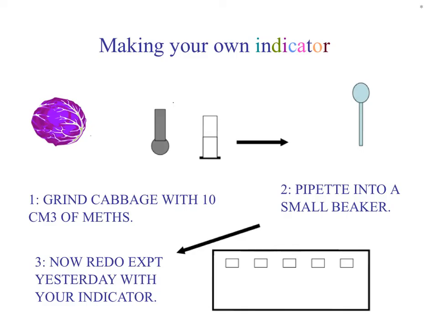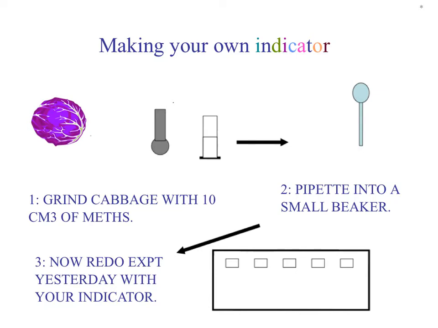If we think about how we would make this indicator, we'll take our red cabbage, chop up some of it, and then grind it up in a pestle and mortar. We haven't used one of those yet in school, but I'm going to show you a diagram in a moment. We would add 10 cubic centimetres of meths, which is just an alcohol. When we grind it up, we're releasing all the purple dye. Then when we add in our meths, the purple dye dissolves in the meths and turns it purple. So we've got lots of purple liquid.